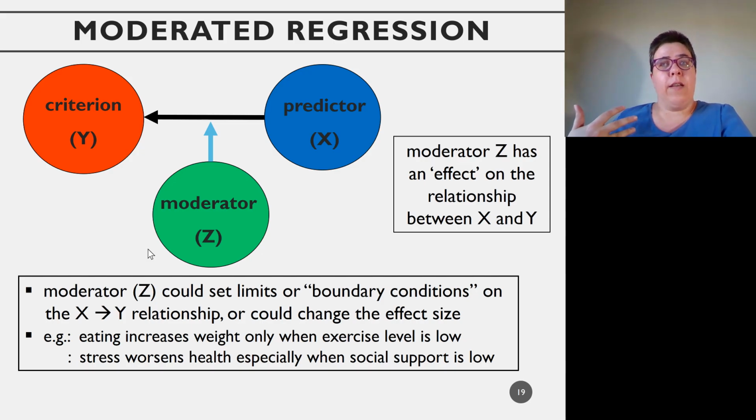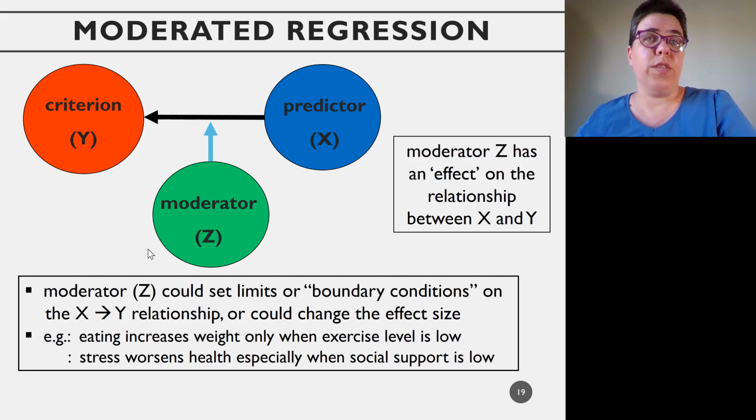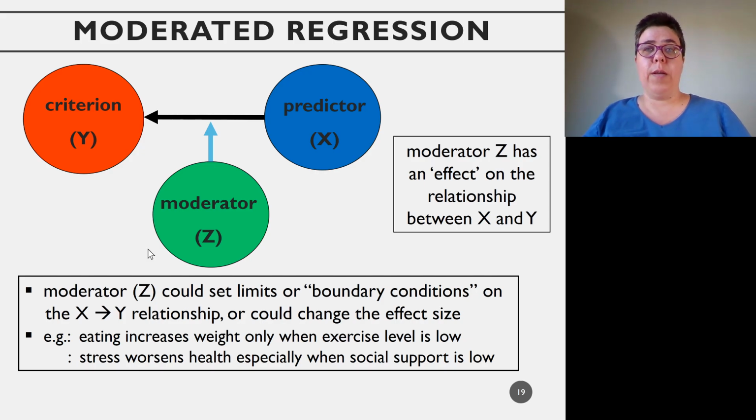So if I ask you about particular hypotheses, I'd hope that you would be able to potentially draw what the interaction would look like and be able to speak about whether the simple slopes are going to be both significant, or perhaps one significant and the other one isn't. So in this case, we might say eating increases weight only when exercise level is low.